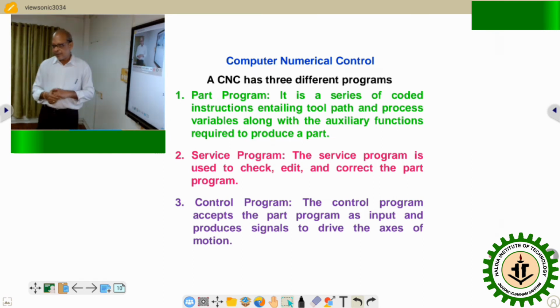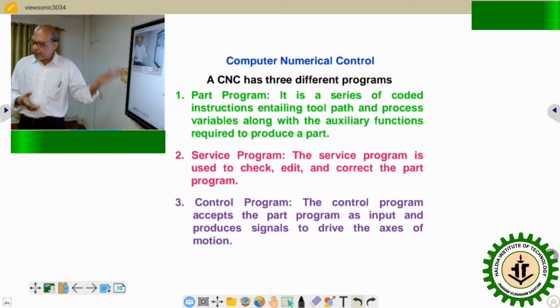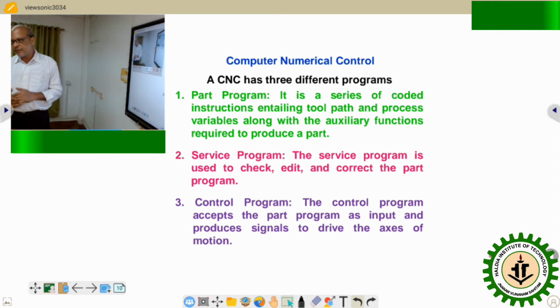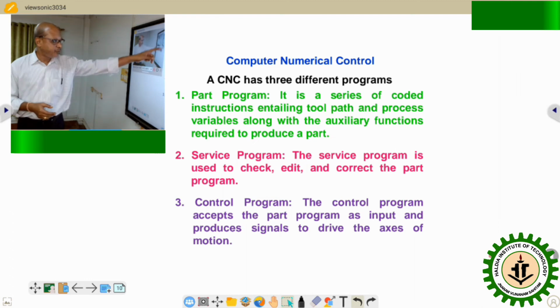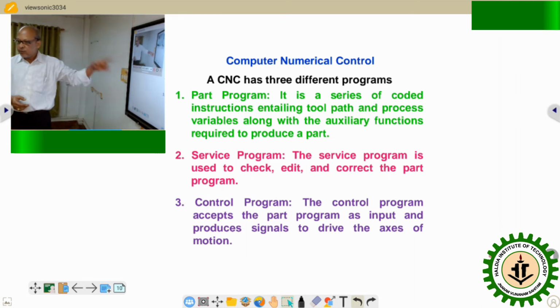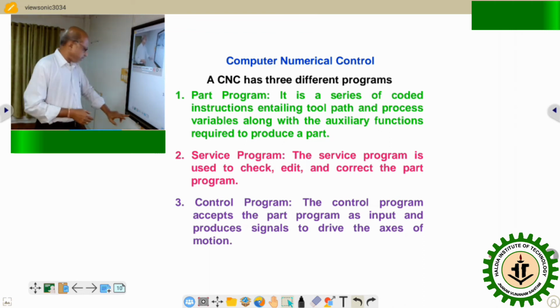Okay, so in CNC, unlike NC, the majority of the hardware is now replaced by software, and these three different programs are responsible for executing different functions. So this is one of the key features of CNC.